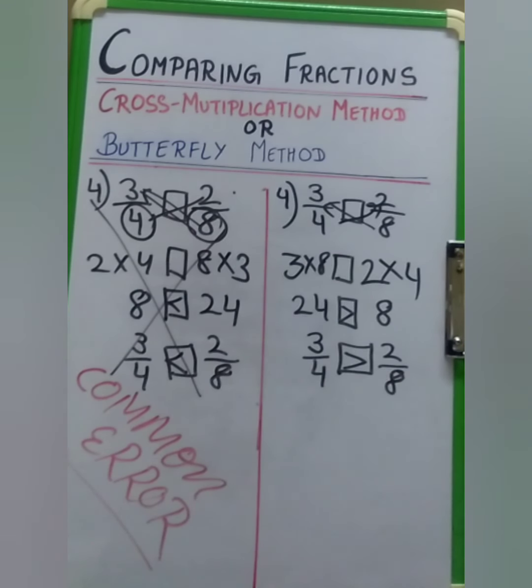But when we made a mistake of this kind, you can see we got the answer that 3 by 4 is less than 2 by 8. So this kind of error is possible when you are doing the sums, right? So take care of this, that you have to take denominators to the other side, not the numerators.